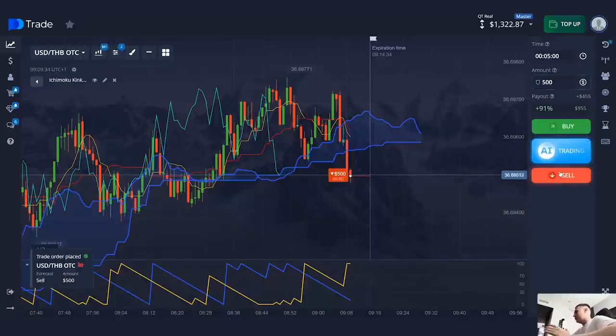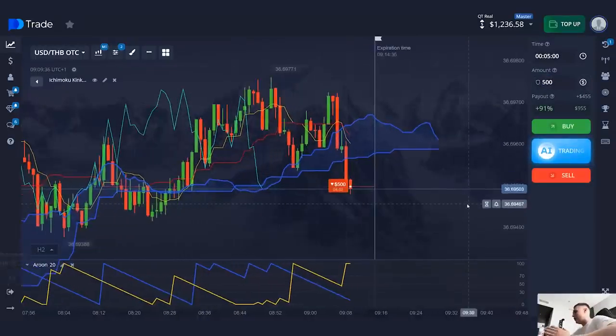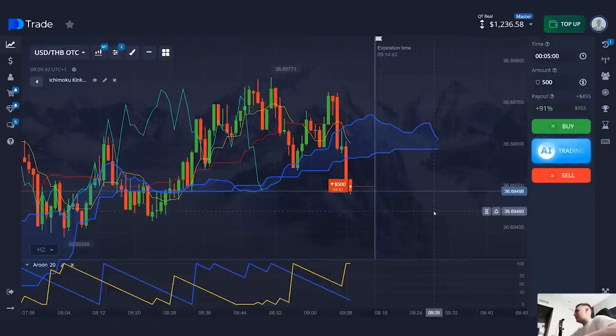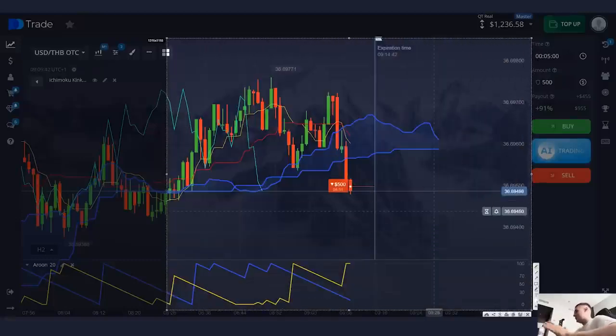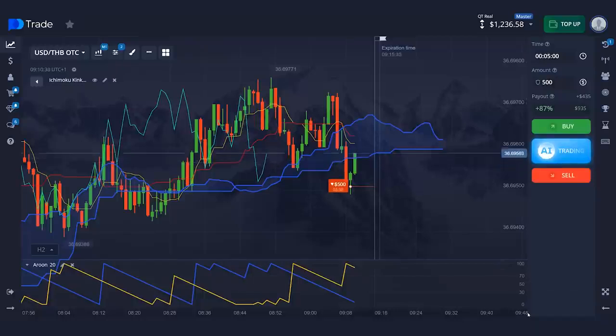All the details are very similar to the last trade, so once again I will open a trade down. This time the amount for the trade will be $500, the expiration time again 5 minutes. The signal is very similar, the situation is completely duplicated.